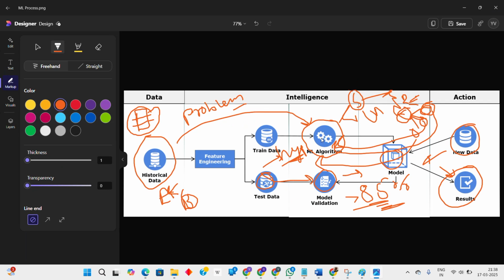In deep learning, instead of machine learning algorithms, if we replace them with the deep learning algorithms, that is the entire process of deep learning. Is it clear? If we just replace the machine learning algorithms with the deep learning algorithms, that is the pipeline of deep learning.